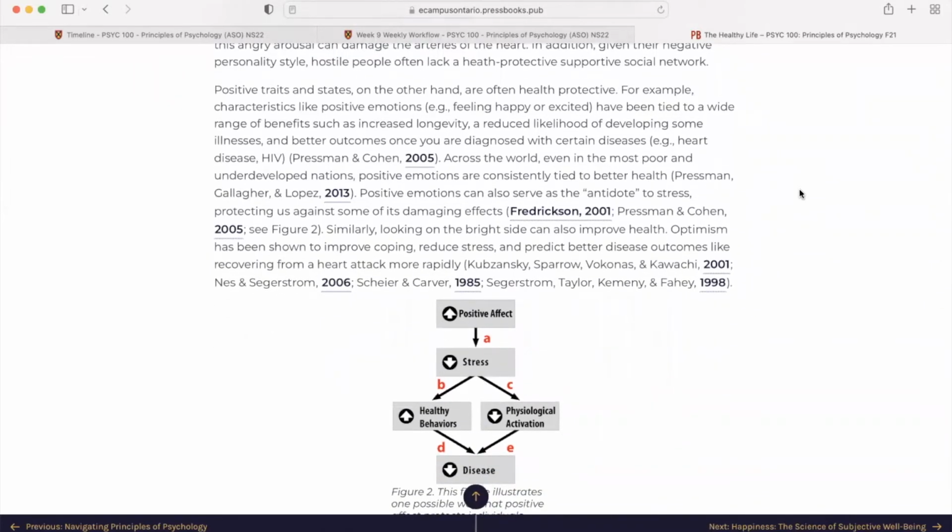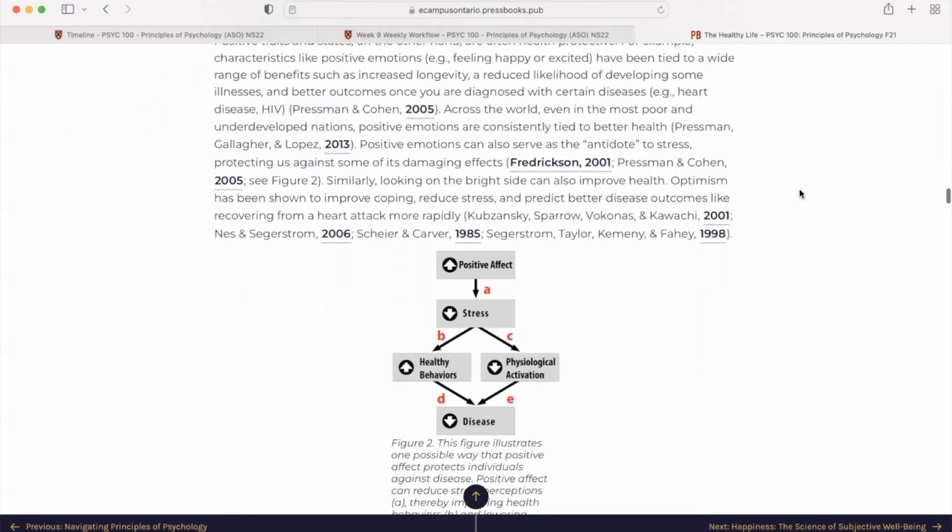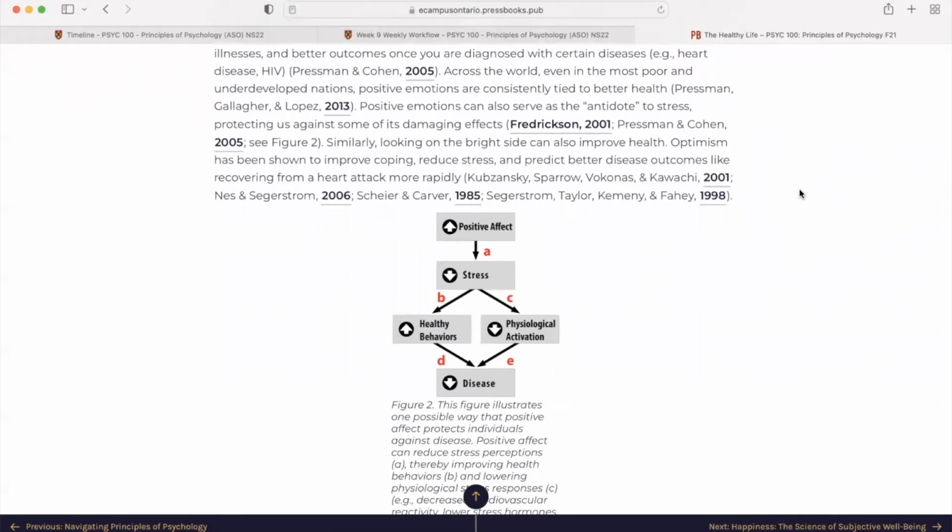Positive traits and states, on the other hand, are often health protective. For example, characteristics like positive emotions have been tied to a wide range of benefits such as increased longevity, a reduced likelihood of developing some illnesses, and better outcomes once you are diagnosed with certain diseases. Across the world, even the most poor and undeveloped nations, positive emotions are consistently tied to better health. Positive emotions can also serve as the antidote to stress, protecting us against some of its damaging effects. Similarly, looking on the bright side can also improve health.